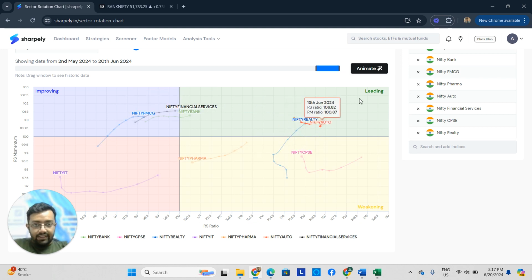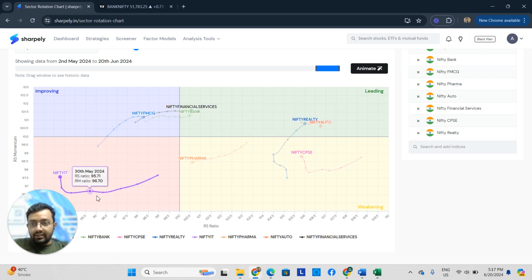Now, the first is the leading quadrant. In this quadrant, we have indices with high relative strength as well as high momentum. In weakening, we have indices that have high relative strength, but they are going now through weak momentum. So momentum is going away. They are still strong, but the momentum is not as good as it was before.